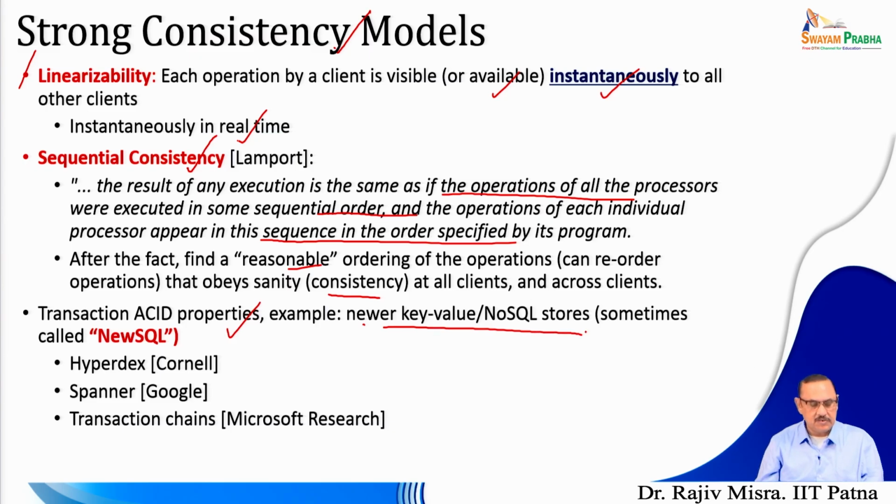Now, the next type of consistency, which ensures the ACID properties, is in newer key value, that is NoSQL stores, and they are called NewSQL. So, NewSQL is a new key value store design which ensures the ACID properties like RDBMS, that is the transaction ACID properties which are being followed, and that type of key value store databases are called NewSQL. Some examples of NewSQL technologies which are being developed are called HyperDex by Cornell, Spanner by Google, and Transaction Chain by Microsoft Research.